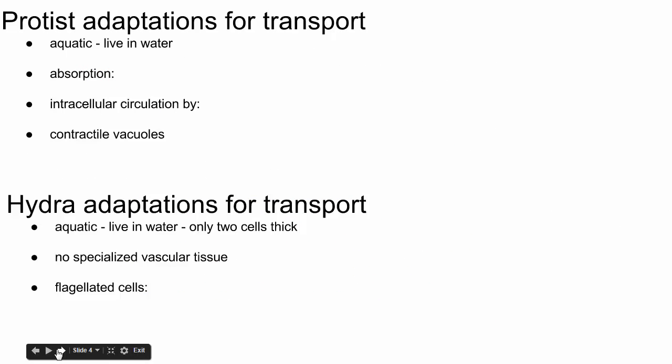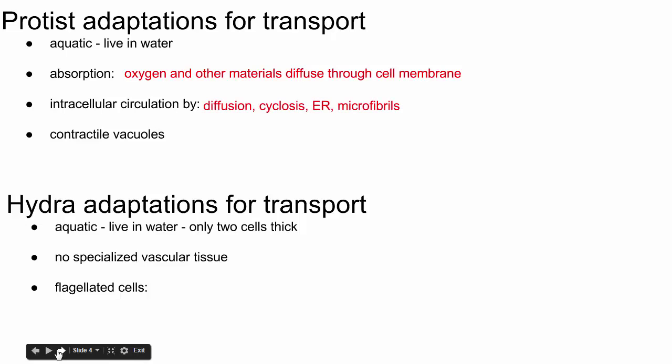Protists. Protists are unicellular. Okay? They're aquatic. They live in the water. So they absorb material basically just by diffusion. They absorb oxygen from the water they're living in into their cells. Once those materials are inside of the protist, then they can be circulated around by diffusion, cyclosis, ER, all those things we just talked about.